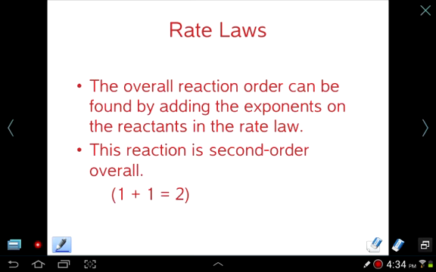We can also talk about the overall rate of the reaction, and this is pretty simple. You simply add the individual orders, in this case first order from NH4, first order from NO2 together gives a second order. So this is a second order reaction, the one that we just looked at.